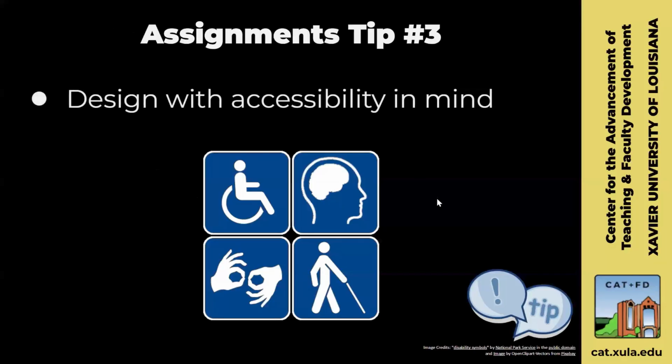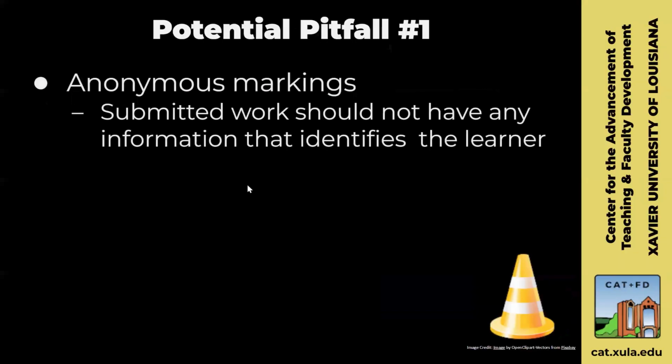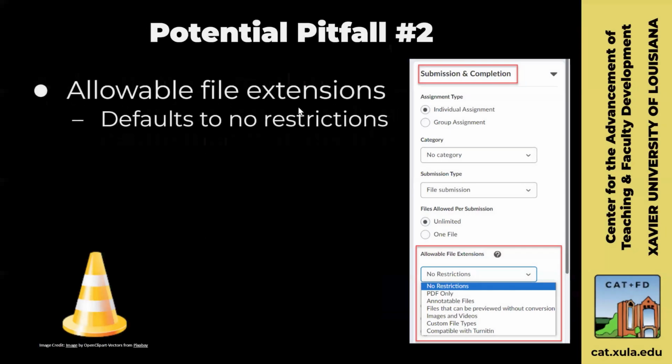Tip number 3, make sure when you're designing your assignments, you design them with accessibility in mind. You don't want to forget about that. And a potential pitfall: if you use anonymous markings, the submitted work should not have any information in it that would identify the learner. And going back to the allowable file extensions, just remember it defaults to no restrictions, so you do have some other choices there. Just keep that in mind.